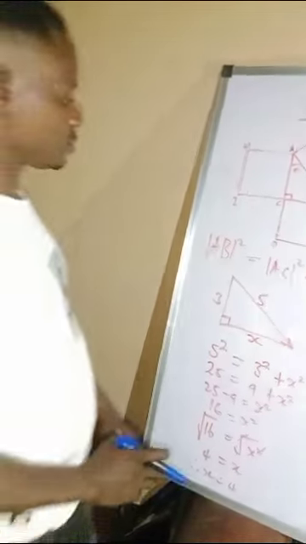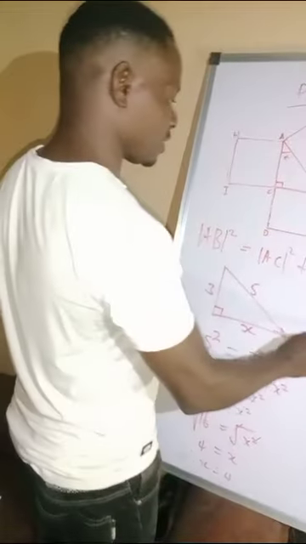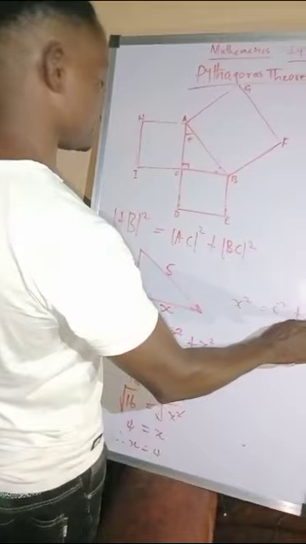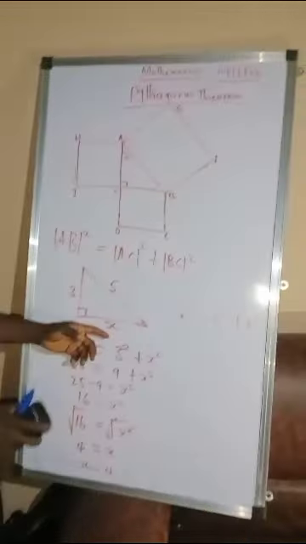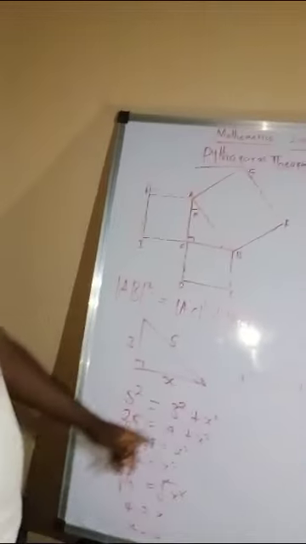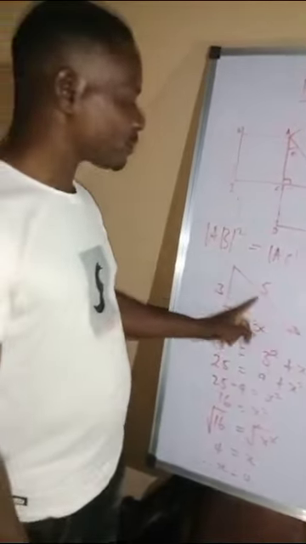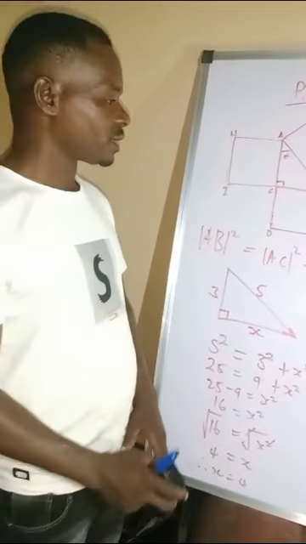4. Mind you, some students usually make this mistake of saying x squared equal to 5 squared plus 3 squared, as far as they are asking them for x. No, this is very wrong. It is strictly what? The square of the hypotenuse that is equal to the square of the opposite and the adjacent.